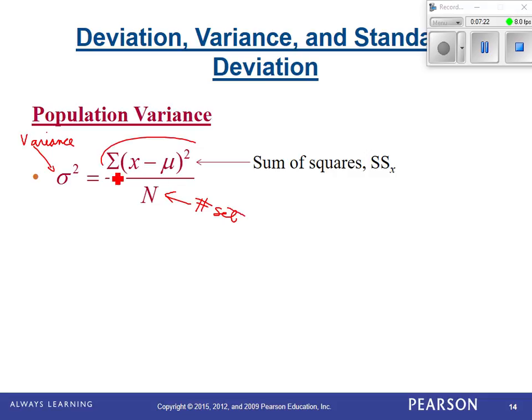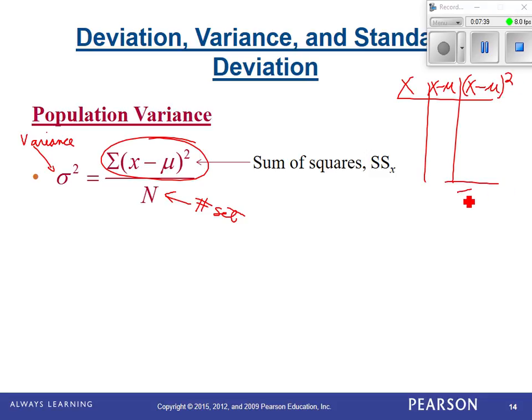And this top part, that's the sum of the squares. That's the sum of all those squares that we had if we were doing this list here, and you got x, x minus mu, and then x minus mu squared. Well, when we get down here to the bottom, we want to sum up this whole column, and that's what goes on top there.